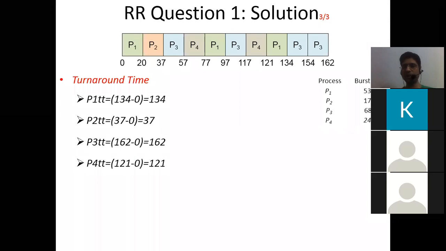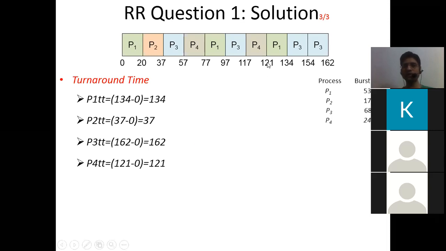Very good, Shweta, Priyam, Aparna, Adarsh. You have correctly answered that P4 turnaround time will be 121, because at 121 P4 has finished its execution, and as per the question all these processes arrive at 0, so the arrival time is 0. So this is how we are getting the turnaround time. Now what is the average turnaround time?